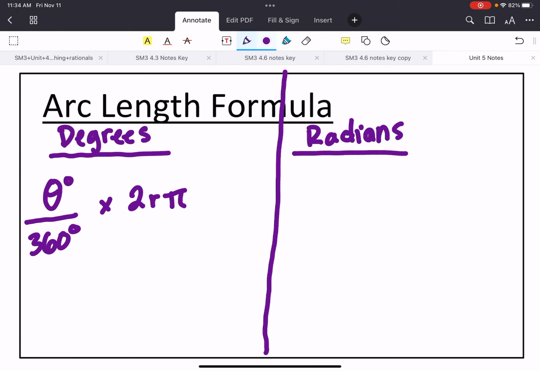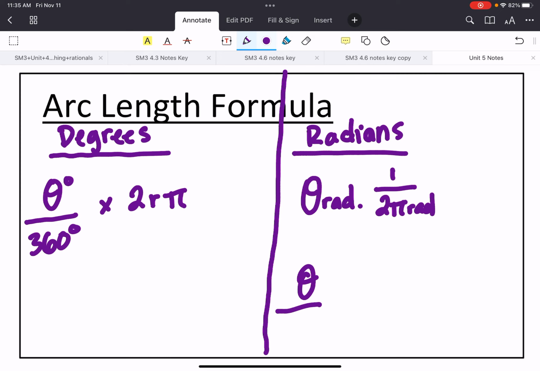Now with radians, they give you the angle in radians. You want to multiply it by 1 over 2 pi radians to get your percent. This is the same as saying radians over 2 pi. It's what you want over your total. It's just easier to do the math when it's written like this. And then you multiply this by the circumference, 2r pi.